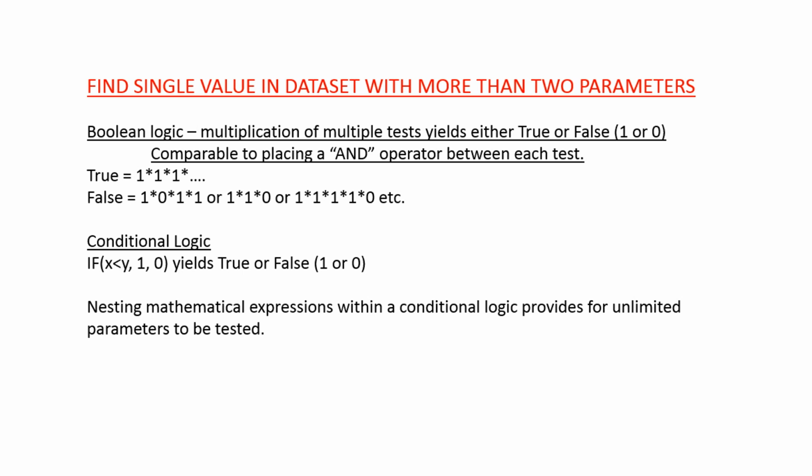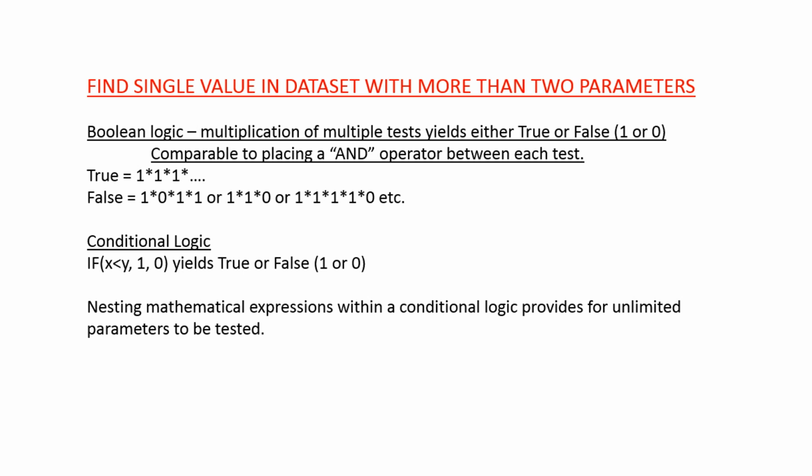In the case of a test that fails, it doesn't matter which position the failing test is in. I can have 3 different conditions. The first condition could fail, the second or the third, or 2 or more conditions can fail, and the result will always be false. In mathematical terms, that would be like multiplying 1 times 0 times 1 times 1, and that result is false.